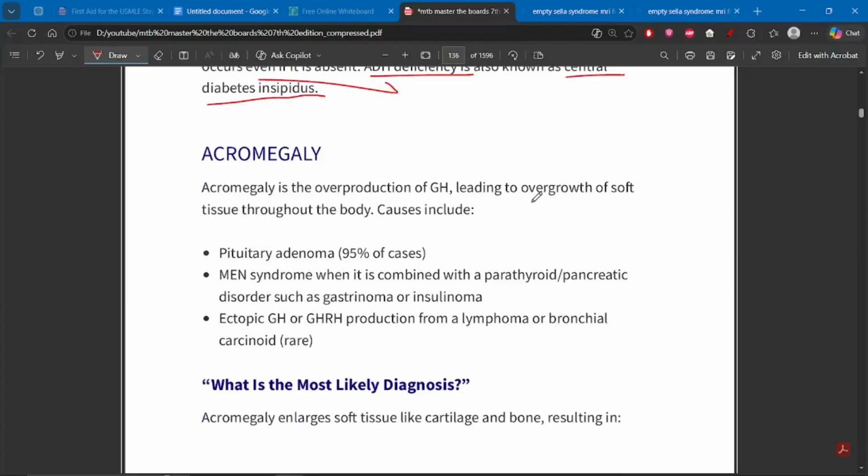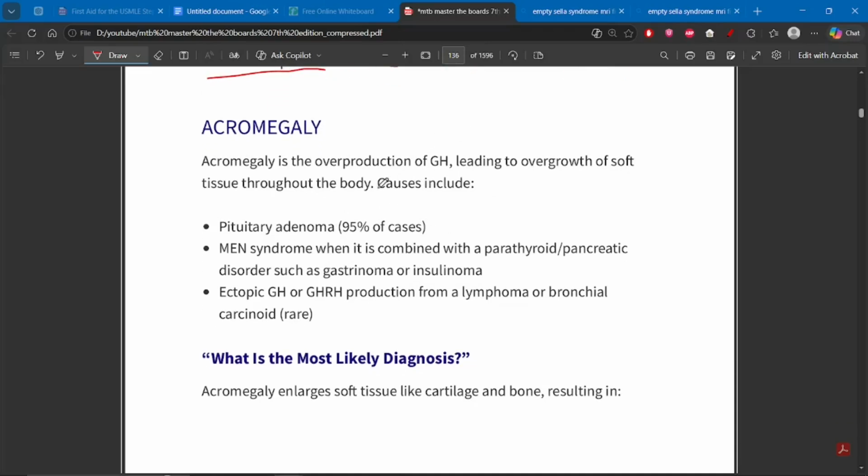Acromegaly is the overproduction of growth hormone, leading to overgrowth of soft tissue throughout the body. The causes include pituitary adenoma in 95% of cases. It's the most common cause. MEN syndrome, when combined with parathyroid and pancreatic disorders such as gastrinoma or insulinoma, can also cause it. And ectopic growth hormone and growth hormone releasing hormone production from a lymphoma or bronchial carcinoid is the rarest form, but this is still a cause. So you have to remember these causes, they are quite important.